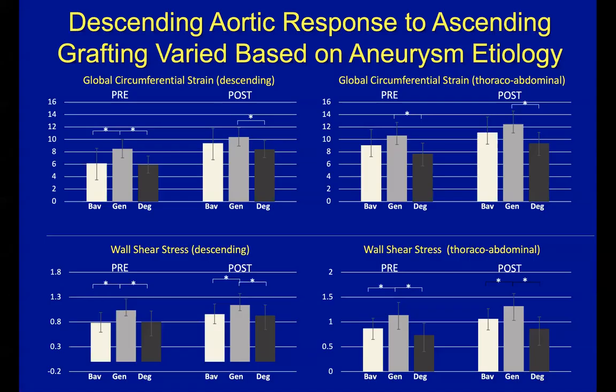When we look more specifically at disease etiology, we can see that changes in pre- and post-operative strain, as well as wall shear stress, vary based on underlying condition, and were greater among patients with genetically mediated aortopathies as compared to those with degenerative conditions, whether measured based on strain or wall shear stress-based methods, as shown on this slide.